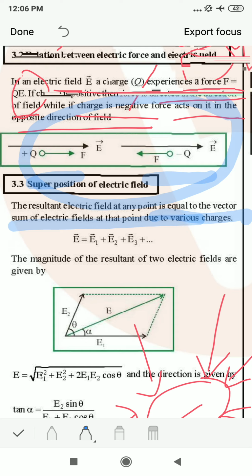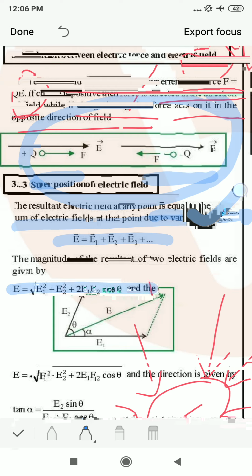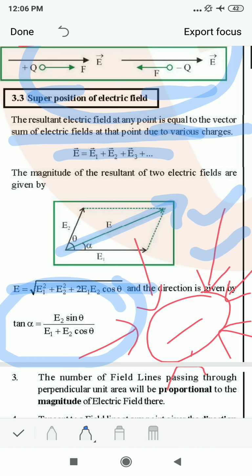The vector sum of the electric fields, that is E, is equal to E1 plus E2 plus E3 and so on. The magnitude of the resultant electric field will be written as E is equal to under root of E1 square plus E2 square plus 2 E1 E2 cos theta, and its direction will be given by tan alpha is equal to E2 sin theta upon E1 plus E2 cos theta.